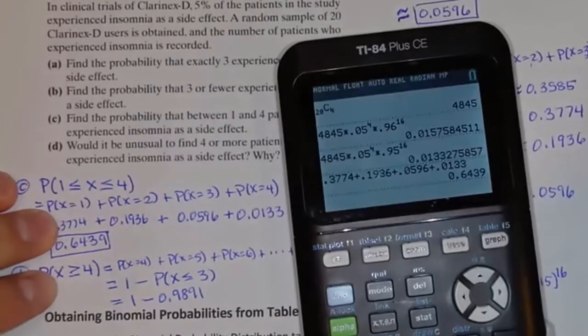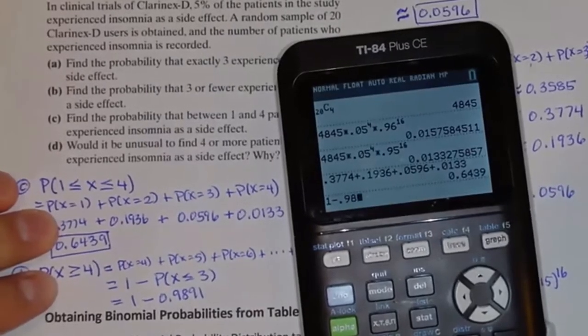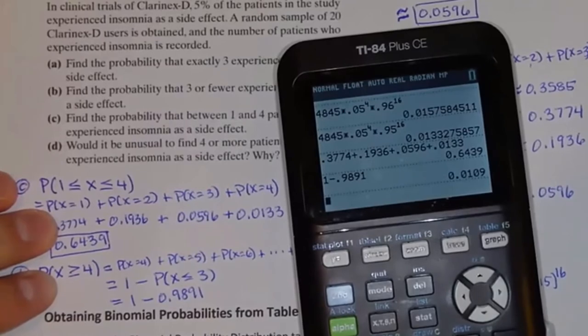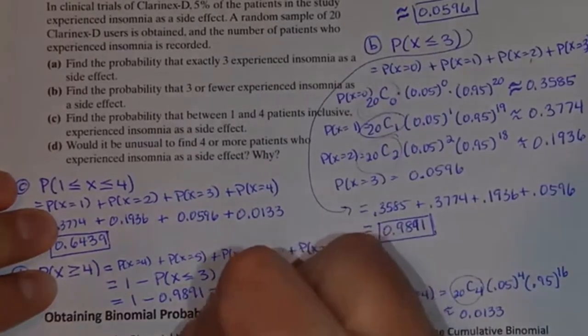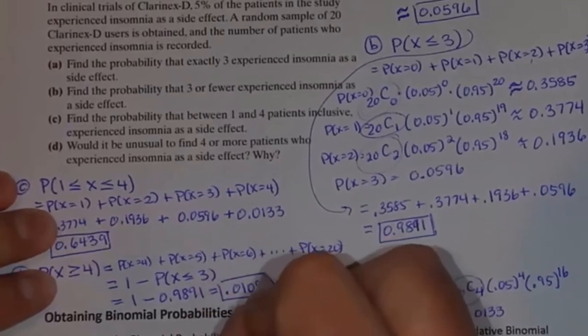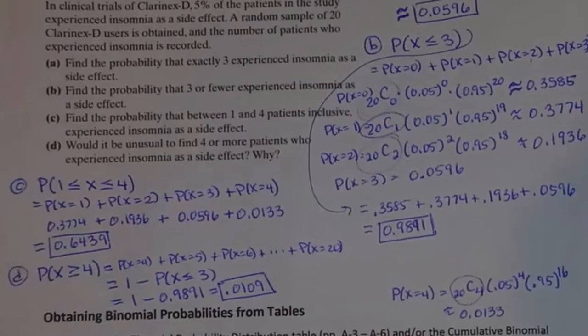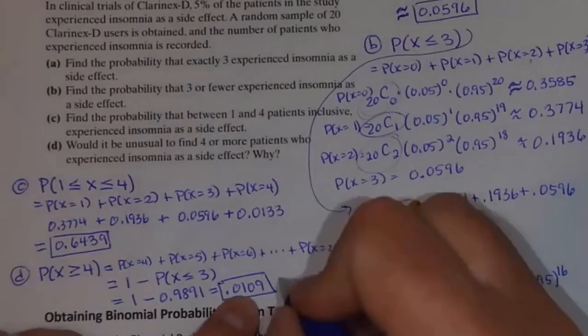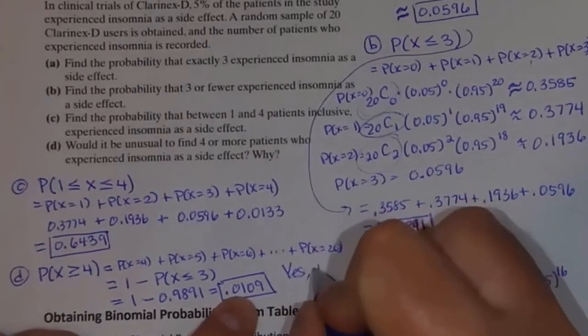And 1 minus 0.9891 is 0.0109. So the probability that if we randomly select 20 patients and give them XD, 4 or more of those 20 patients have insomnia is 0.0109. Is that unusual? Yes, that's unusual. So the answer here is yes, this would be unusual.